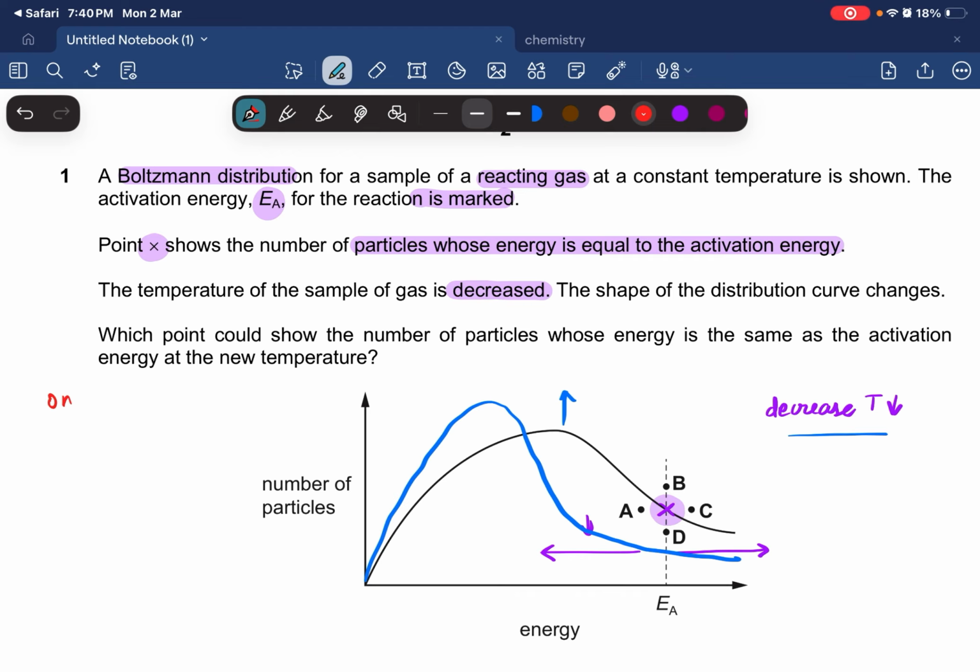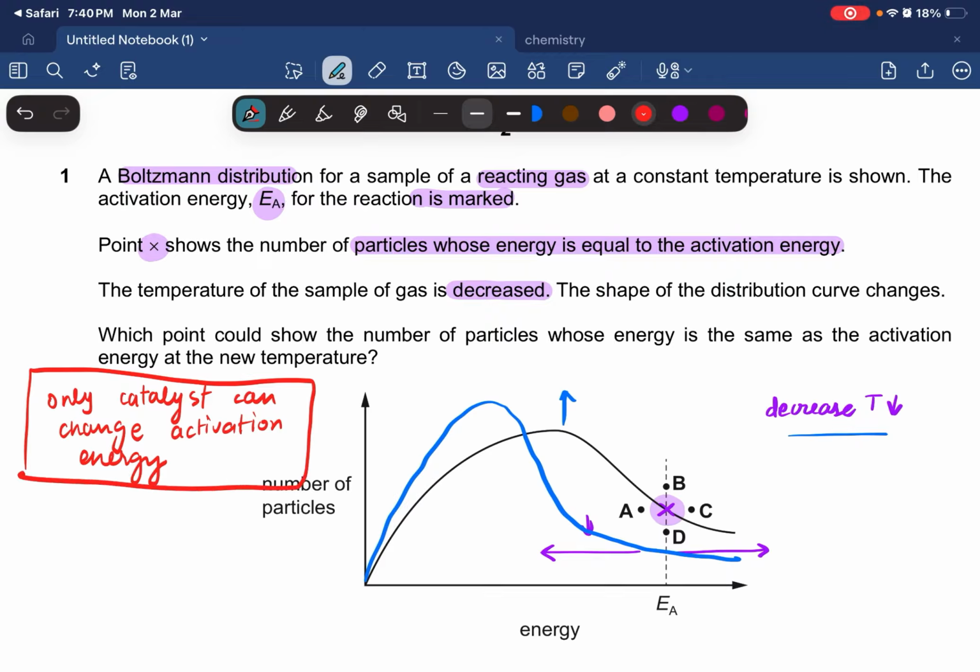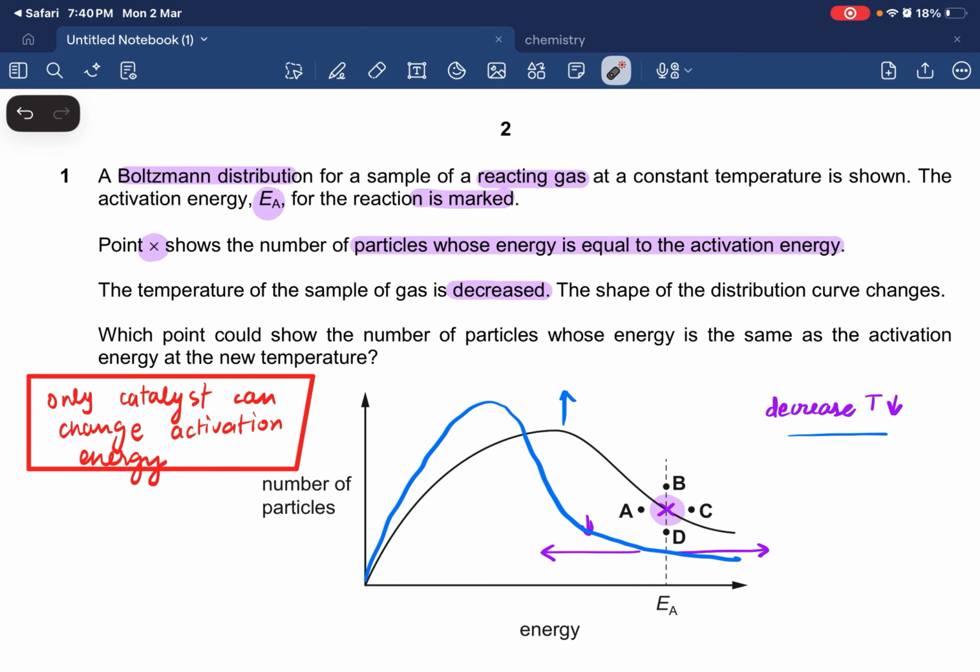Only catalyst can change activation energy. That means nothing apart from a catalyst in our syllabus can change the activation energy. Over here, they have decreased the temperature. So despite decreasing the temperature, the activation energy is not going to be disturbed because only a catalyst can change it.